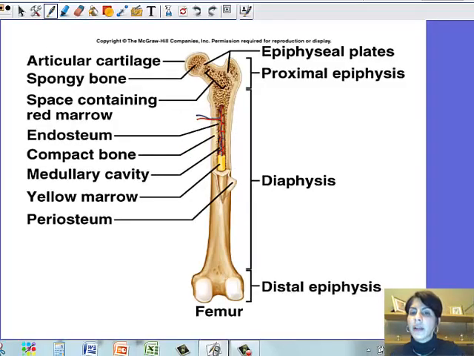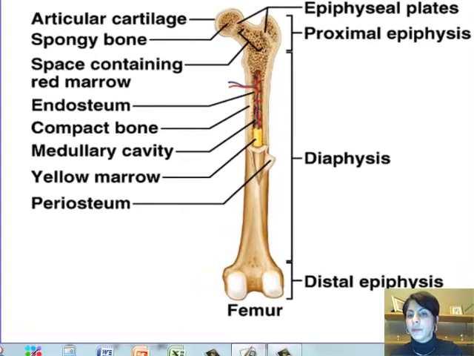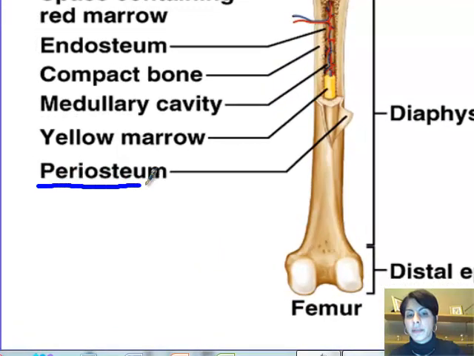When we take a look at a long bone, the very first thing that we see without cutting into it is the periosteum. We defined the periosteum earlier as a very, very dense sheath, almost fibrous in a way, that covers the entire bone. But as we go in, we can see that the long bone is made out of many different layers and many different parts.